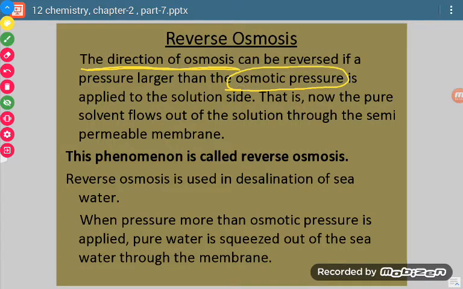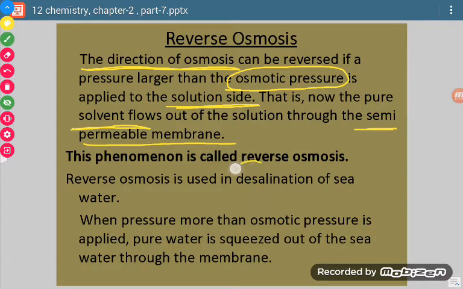Since we have discussed osmotic pressure earlier, if we apply pressure more than the osmotic pressure to the side of the solution, then what will happen? Solvent molecules will start moving through the semi-permeable membrane. This is termed reverse osmosis.